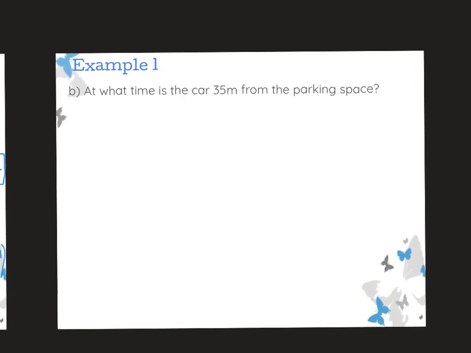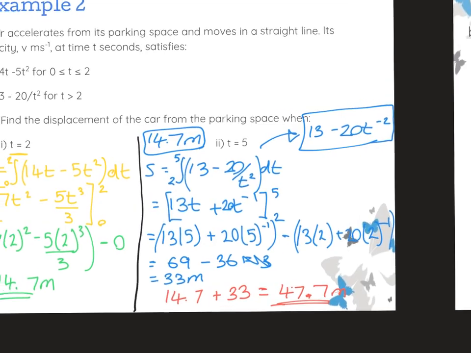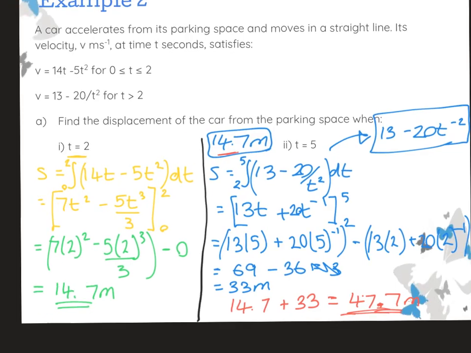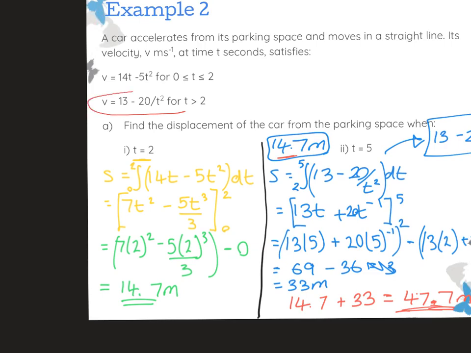So again, if it's 35 metres away, we're talking about displacement. Now, going back to the first part, we know at 5 seconds the displacement's 47.7, and we know at 2 seconds the displacement's 14.7. So 35 metres is somewhere in between that. So we know that it's going to be between 2 and 5 seconds. So if it's between 2 and 5 seconds, this is the equation that we're going to be working with.